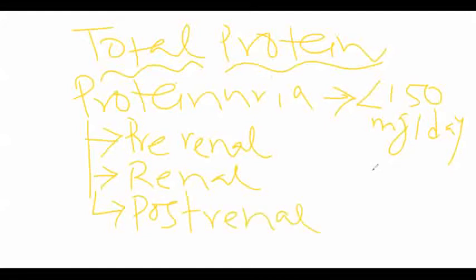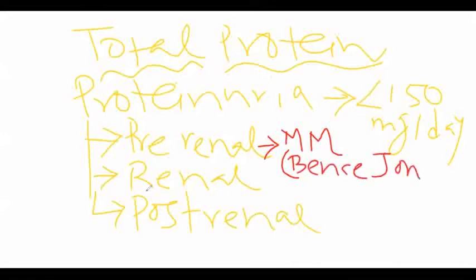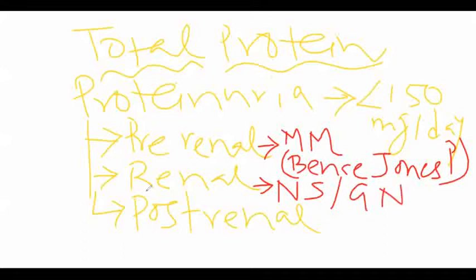An example of a prerenal cause is multiple myeloma, where you will get Bence-Jones protein. So Bence-Jones protein can be present in case of multiple myeloma. An example of a renal cause for proteinuria is nephrotic syndrome or glomerulonephritis. And an example of a post-renal condition is UTI. So these are all about proteinuria.